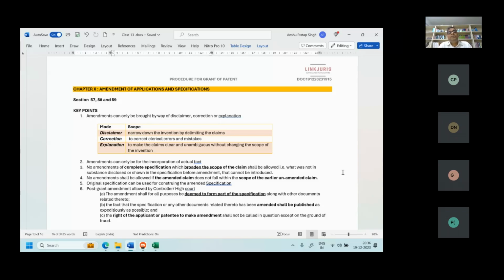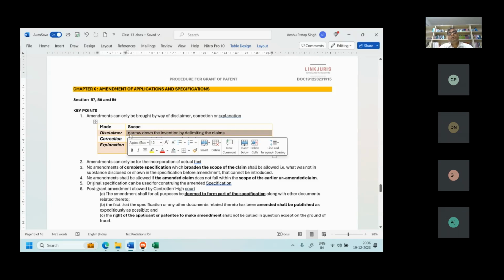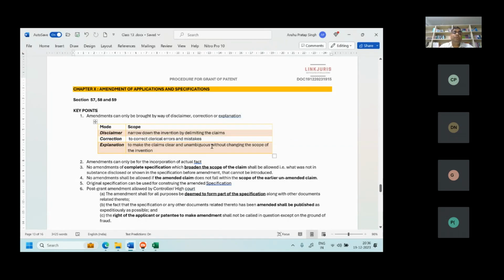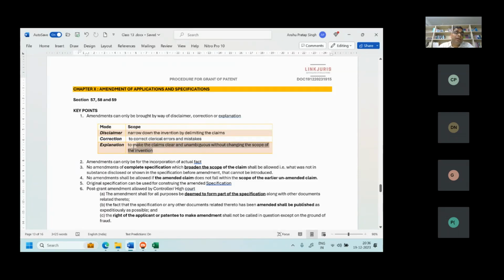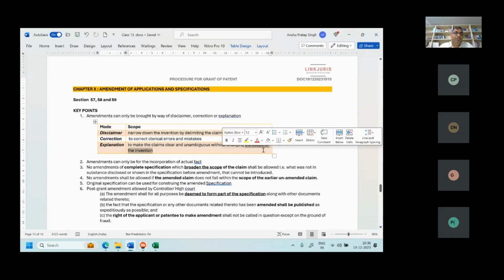Amendment can only be brought by the way of disclaimer, correction, and explanation. No third part. That means you have to disclaim the invention by delimiting the claims. This is the first line, that you have to narrow down your invention. Then you can amend, correcting a clerical error and mistake. You can add explanation. But when you are adding the explanation, you cannot change the scope of the invention. You are explaining, but you cannot broaden the scope of your claim.